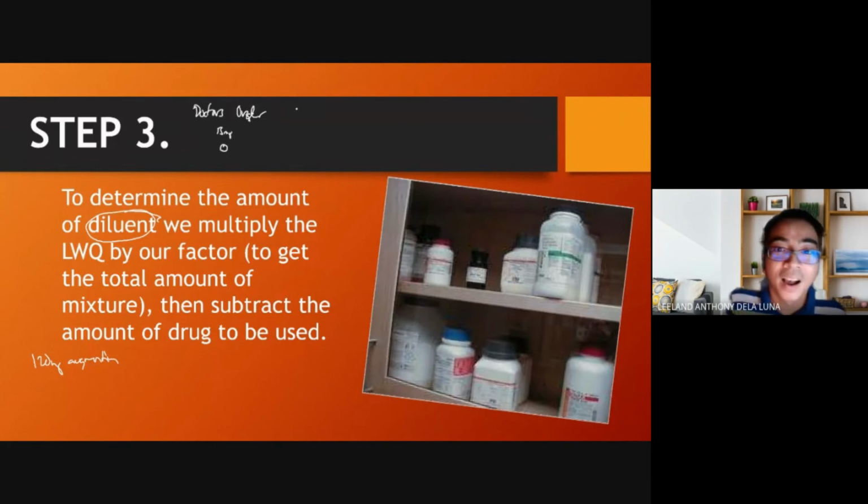Okay? Ang kaya ng weighing scale ko, based on the computed LWQ ko, is ganito kalaki, which is equivalent to 120 milligrams. So obviously, class, it's impossible for my weighing scale to measure this amount. So anong gagawin ko, class? Gagawa ako ng mixture that is equivalent to 15 milligrams, pero kayang ma-weigh ng weighing scale ko.